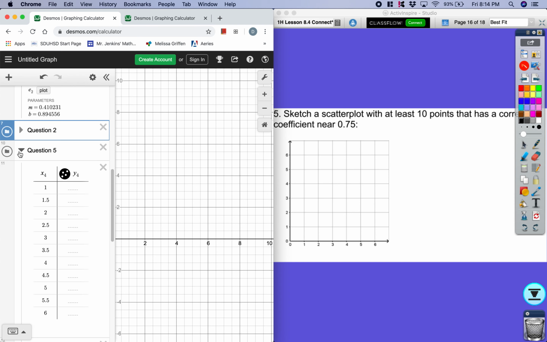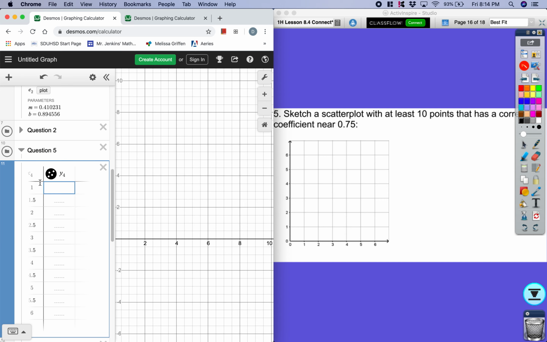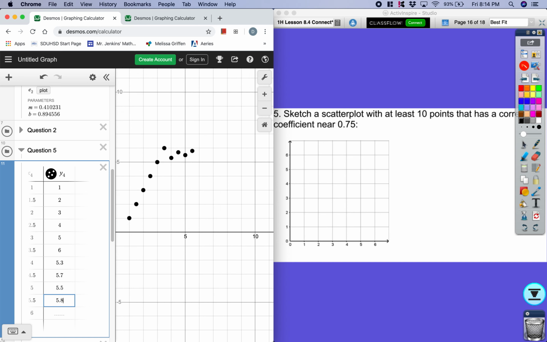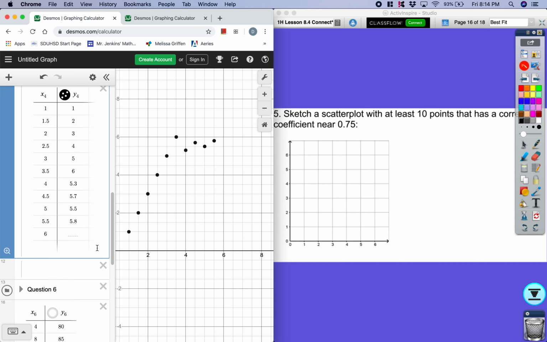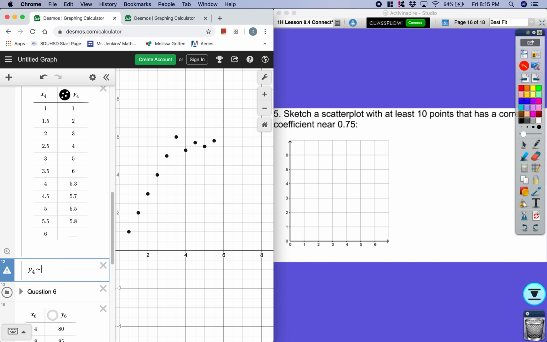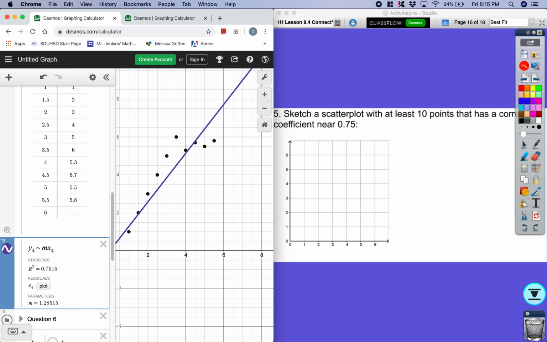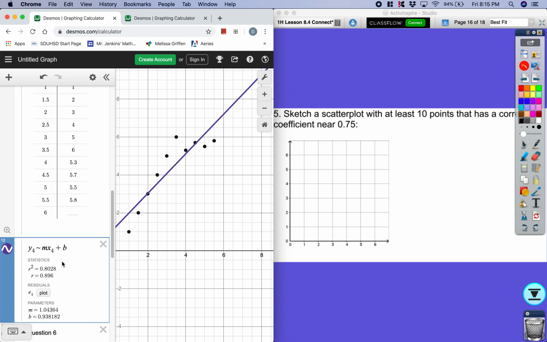So what I did with these on question 5 here, I just listed numbers from 1 to 6 going up by 0.5. And if I just go up like this, and then I have like, I don't know, 5.3, 5.7, 5.5, 5.8, and then I go down here and do my equation. One more time, I'm looking at my fourth set of data. So y4 ~ mx4 + b. I'm looking for an R value that's closer to 0.75.